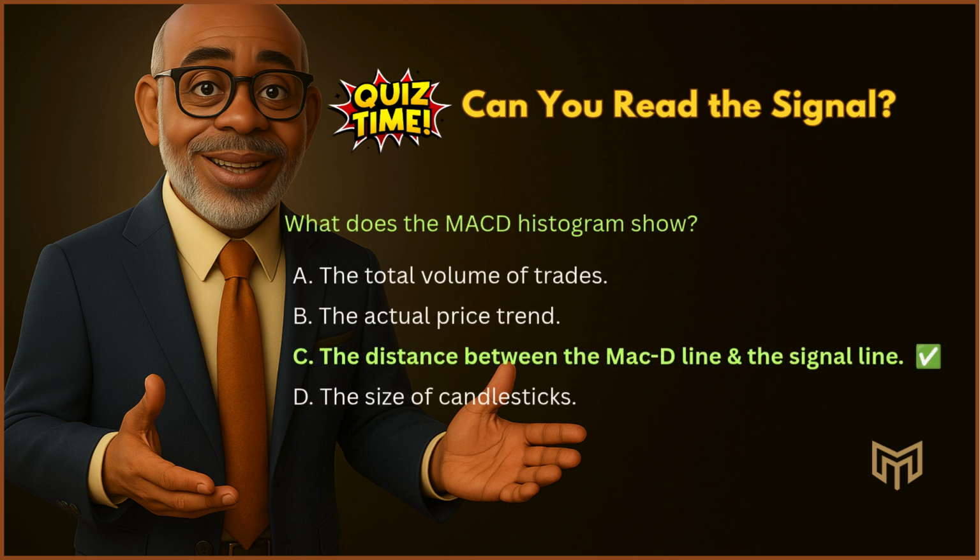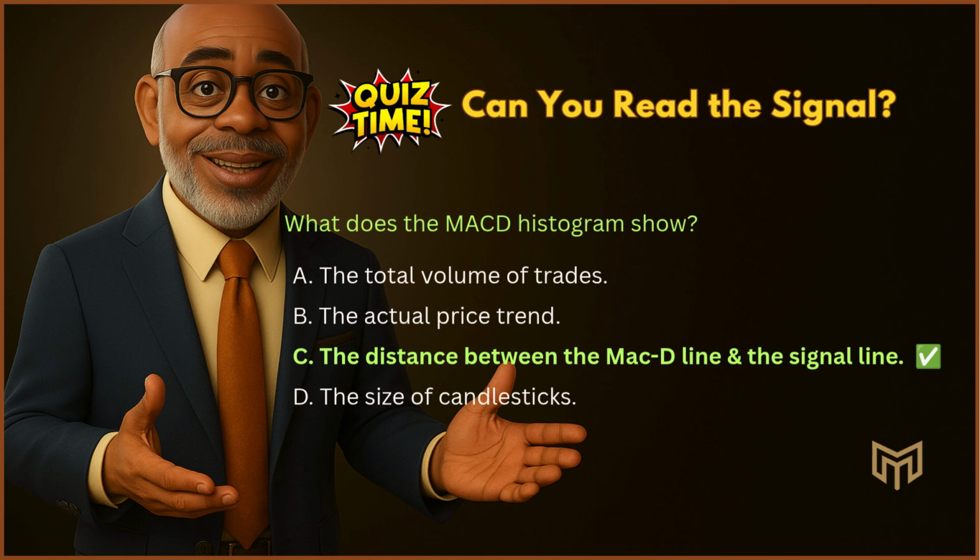The correct answer is C. The histogram shows the distance between the MACD line and the signal line. When those bars are growing, momentum is strengthening. When they're shrinking, momentum is fading. That's your early warning system before the lines even cross. If you chose A, total volume of trades, volume is a separate indicator entirely. The histogram has nothing to do with how many shares are changing hands.